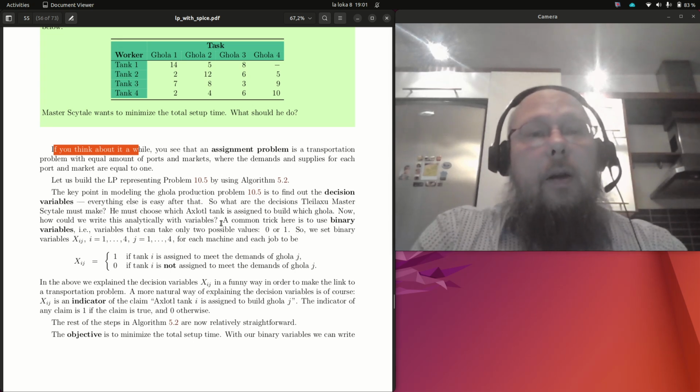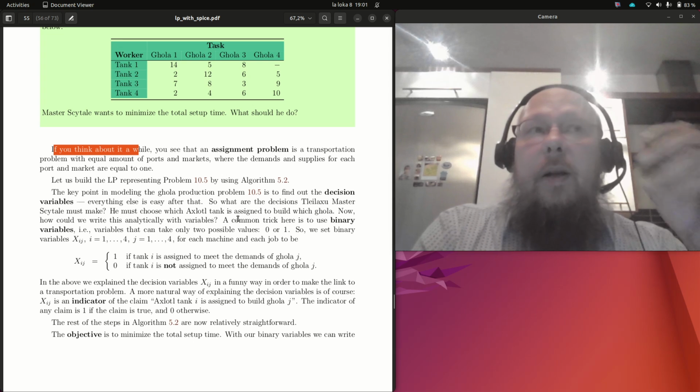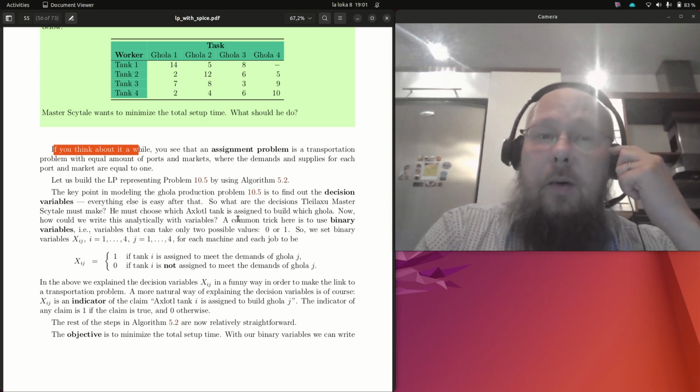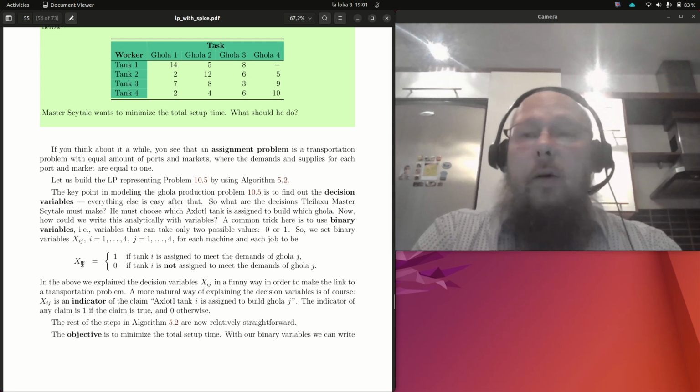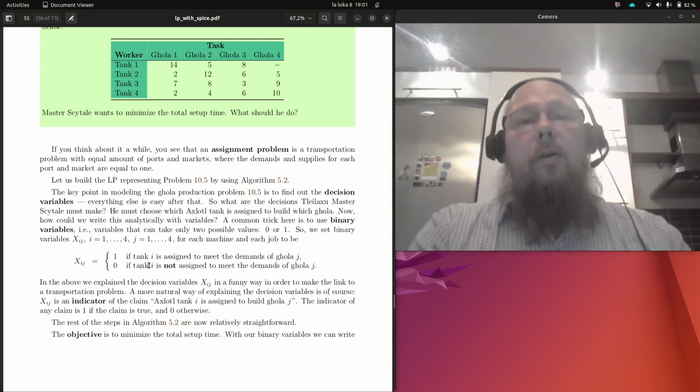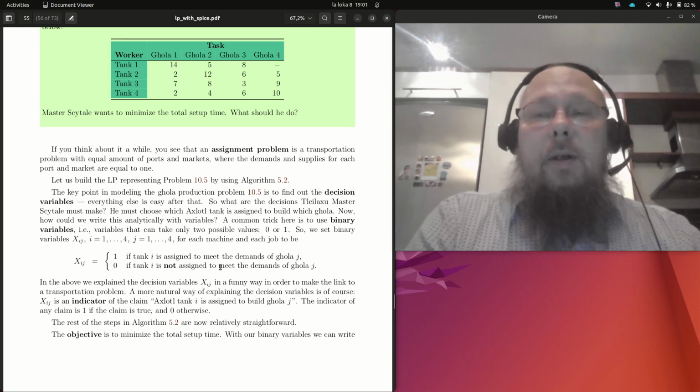The trick here is to use so-called binary variables. Binary means either 0 or 1. And how do we do it? We make a decision variable. Again, it will be a matrix, and x_ij will tell whether machine i, or here tank i, is assigned to produce Gola j. So x_ij is either 0 or 1. It's 1 if tank i is assigned to produce Gola j, and 0 otherwise, if tank i is not assigned to produce Gola number j.